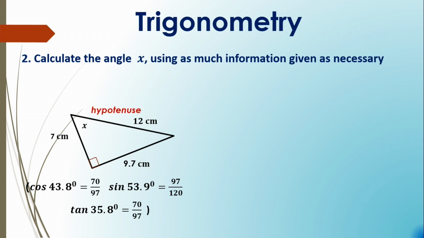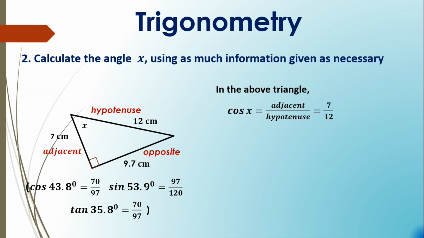First, we are going to label the different sides of this right angle triangle. The hypotenuse, which is opposite the 90 degrees, the opposite side, which is the side opposite to the angle x, and the adjacent side, which is the side which touches the angle x. Now we are going to write the trigonometric ratios for this triangle, starting with cos. Cos of angle x equal to adjacent over hypotenuse equal to 7 over 12.